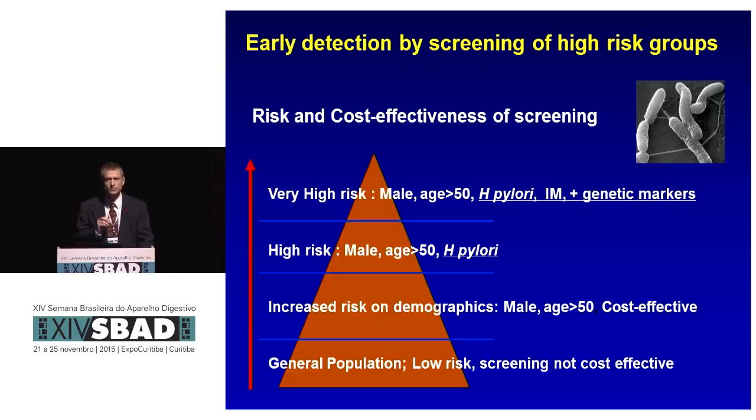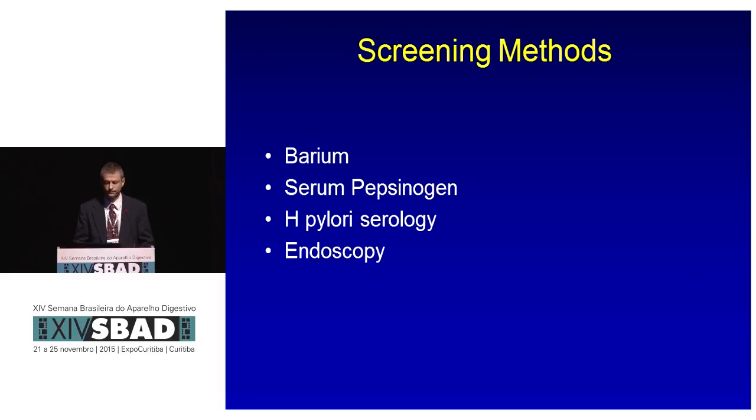If you look at screening programs, though, even in countries with a very high incidence of gastric cancer, it's not cost-effective to screen everybody. So if you have a low risk of cancer, you will not screen. Only people at a higher level of risk, such as those who are male, age greater than 50, Helicobacter pylori positive, are worth considering for screening to be cost-effective.